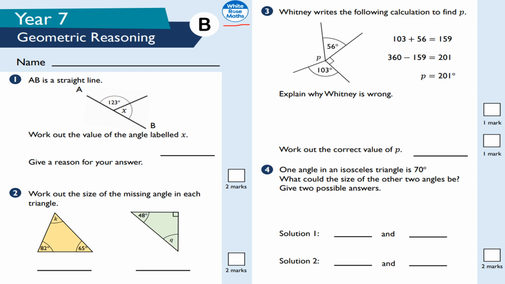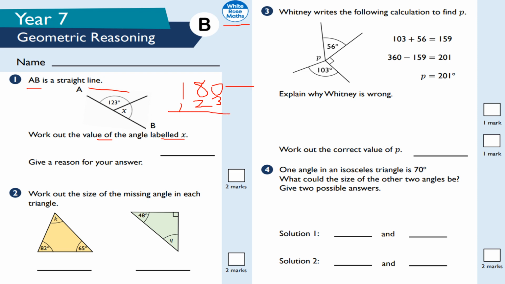Okay, so this is question number 1. AB is a straight line. Work out the value of the angle labeled X. So angles on a straight line add up to 180. So to work out X, it's 180 take away 123. So it's a column subtraction.